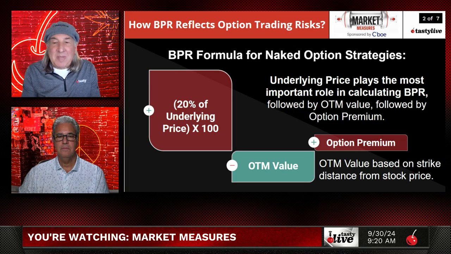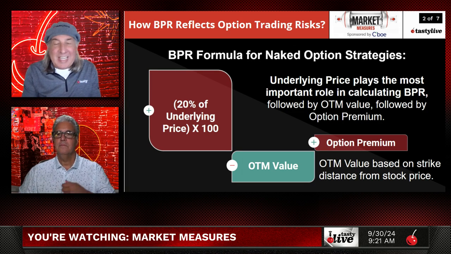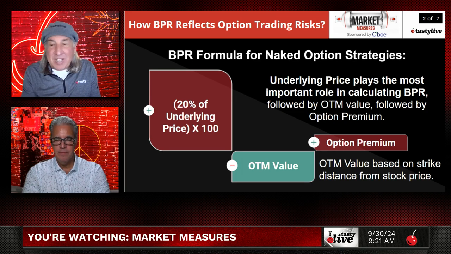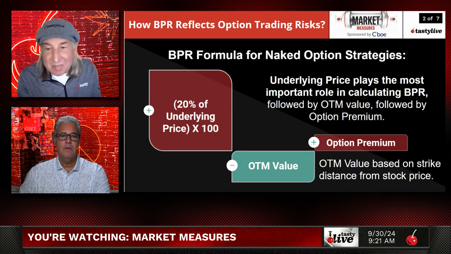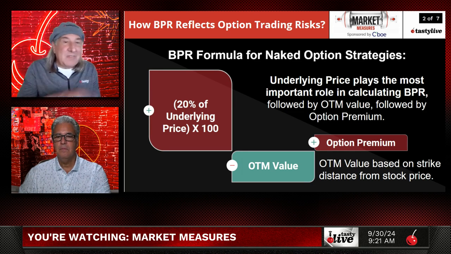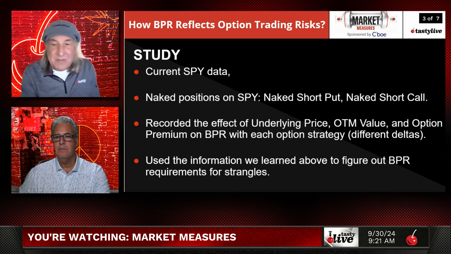We threw it up on the screen, the BPR formula for naked options. And again, it's usually less than 20%, but 20% is the number that we go with. The underlying price plays the most important role in calculating BPR, followed by the out-of-the-money value, followed by the option premium. In this case, it's 20% of the underlying price, minus the out-of-the-money value plus the option premium. It usually comes in somewhere between 15 and 17% on naked option strategies. There's a couple different ways to get to a minimum number, but that's how it works. The rule of thumb that we use is about 20%, but it's always less than that.